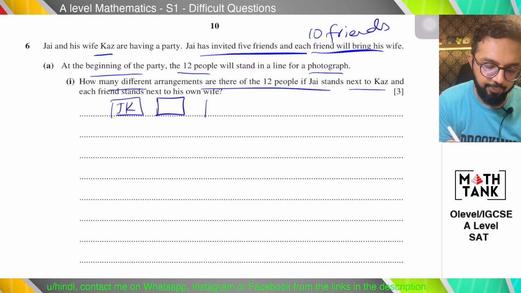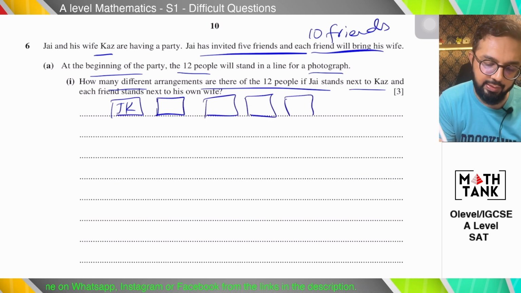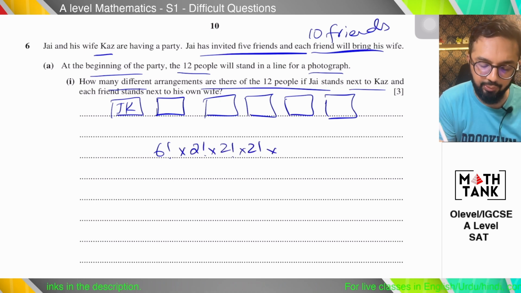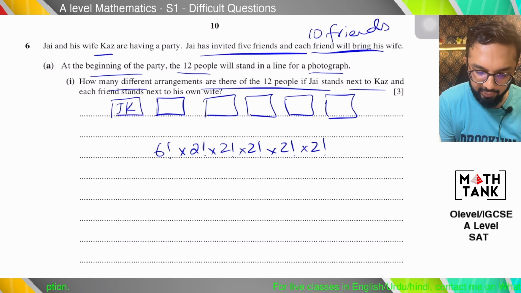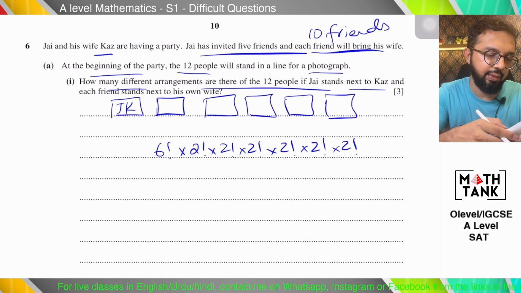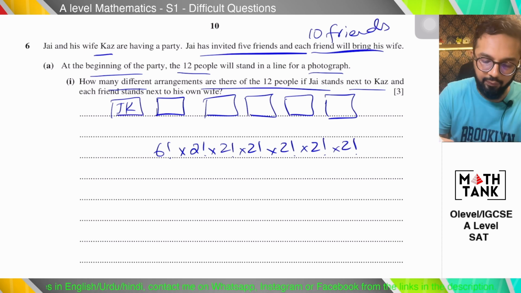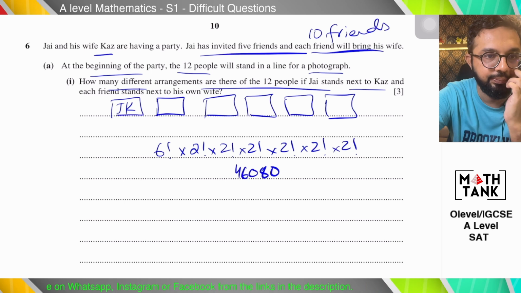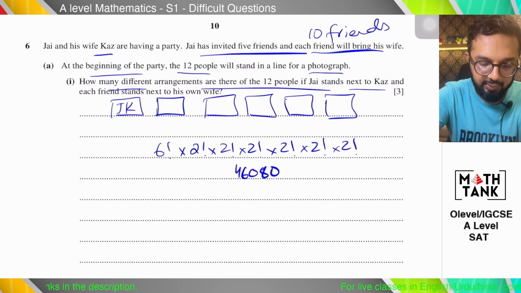So there are 6 boxes. So 6 factorial. Each of these boxes has 2 factorial into 2 factorial into 2 factorial into 2 factorial into 2 factorial. 1, 2, 3, 4, 5, 6. So 6 factorial into 2 power 6. 46080. I hope that's the correct answer. Yep, that is the correct answer.